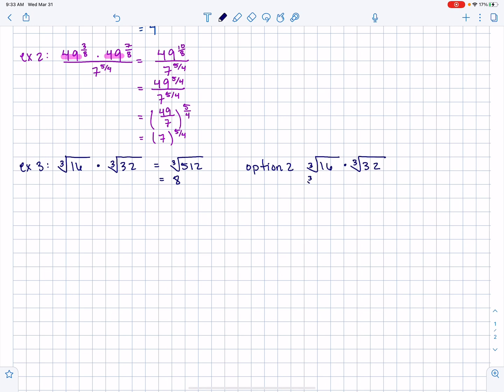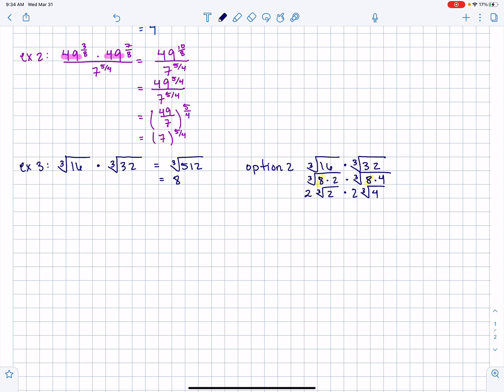Cube root of 16 can be broken down into 8 times 2, times the cube root of 8 times 4. The reason I'm breaking it into these factors is because 8 is a perfect cube. When we break out that cube root, we're left with 2 cube root 2, times 2 cube root 4.